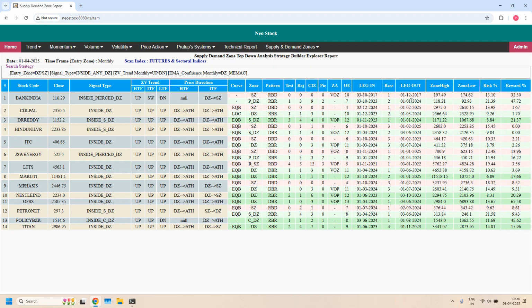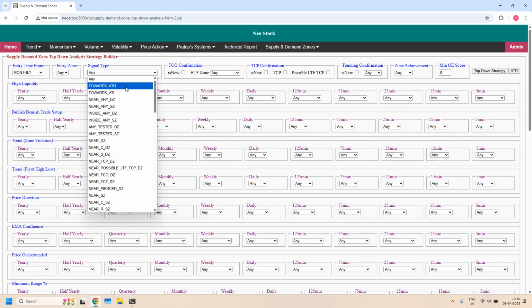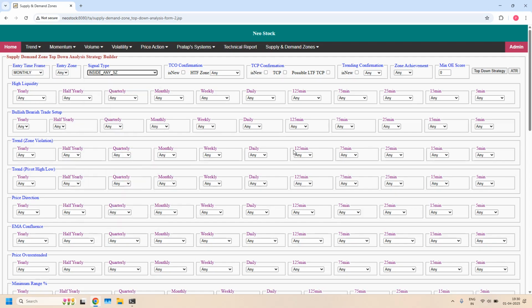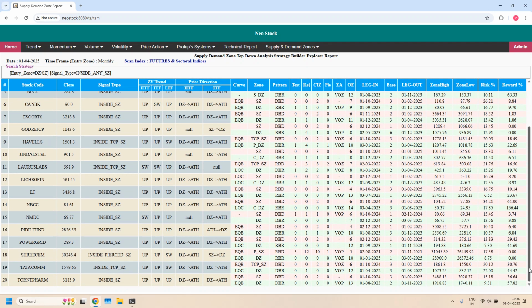Okay, next, monthly time frame. Price closed inside the monthly supply zone. First 15 stocks in the list. Scrolling the list down. Total 20 stocks are filtered.